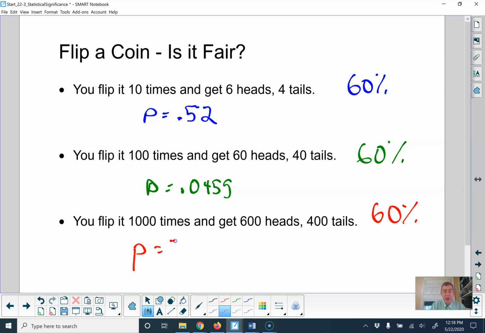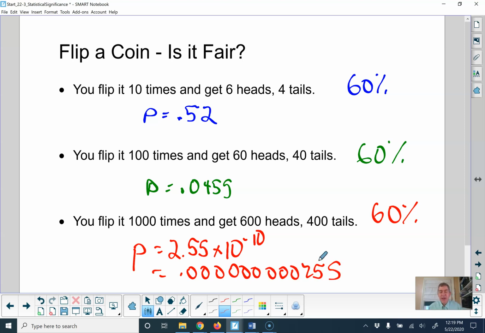Here, we do this, and we have p is 2.55 times 10 to the negative 10th. Also known as 0.000000000255. So, yes, there's a minuscule chance that you could flip a fair coin 1,000 times and get 600 heads. But it's so ridiculously unlikely. No. That counts as a highly significant result. A statistician would be 100% confident in saying, well, 99.999999999% confident in saying that the coin is not fair. It's not a 50-50 coin.